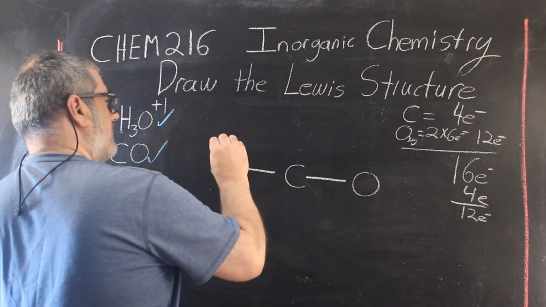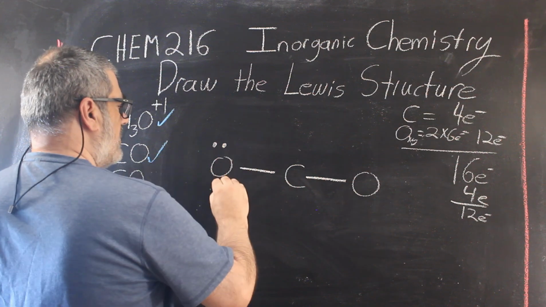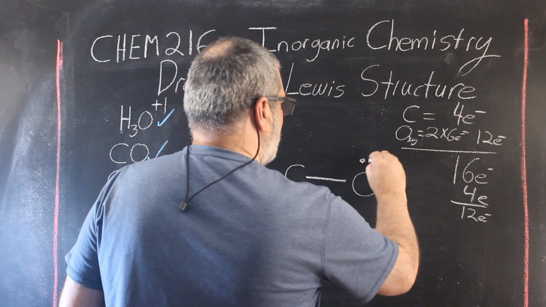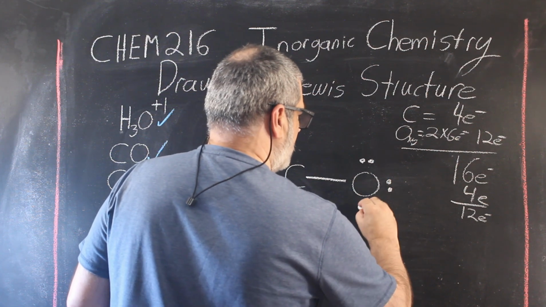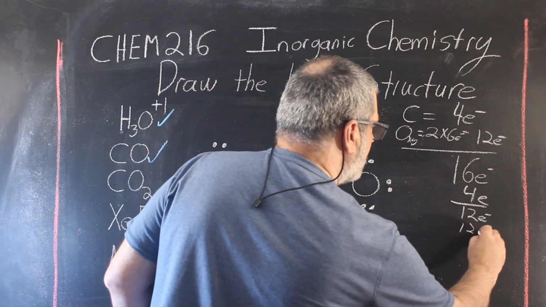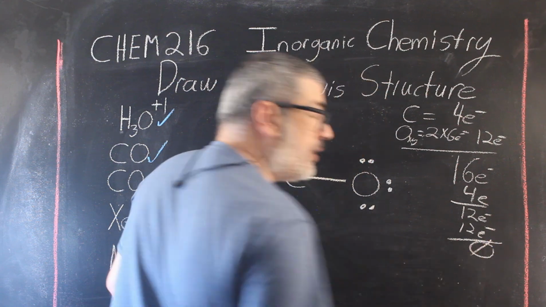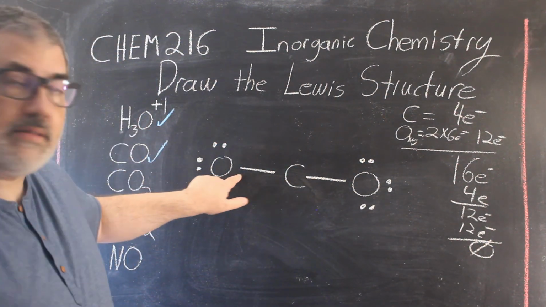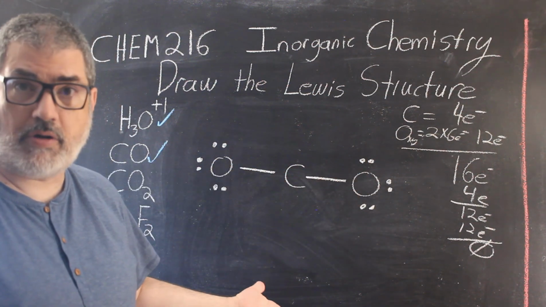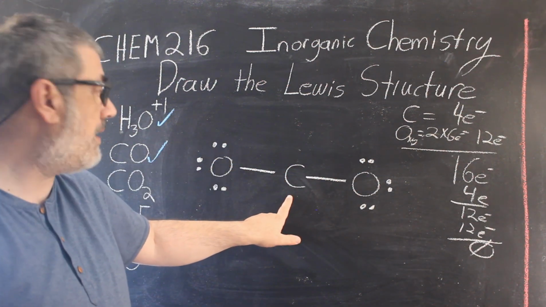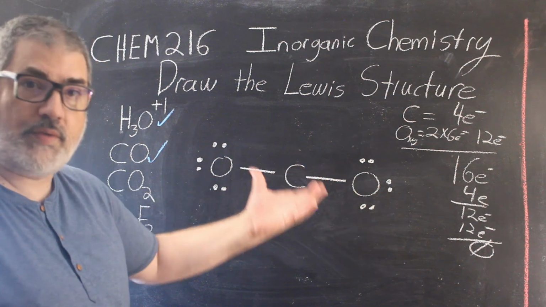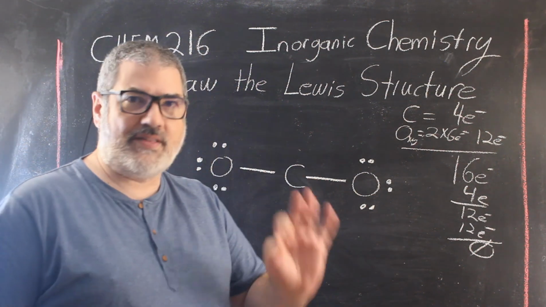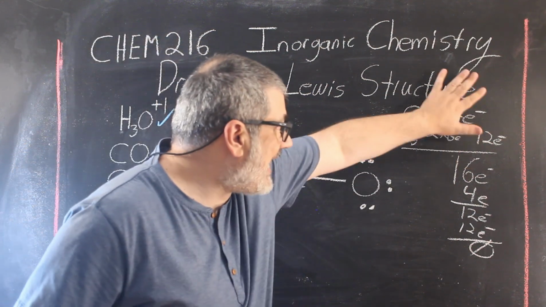12 electrons, 2, 4, 6, 8, 10, 12. So I've put in all the valence electrons. 2, 4, 6, 8. 2, 4, 6, 8. The oxygens are happy, but obviously the carbon, that's a problem. We've only got 2, 4. We don't have an octet. By the way, this is something where, again, I see this happen all the time. Let's say I didn't do this part.